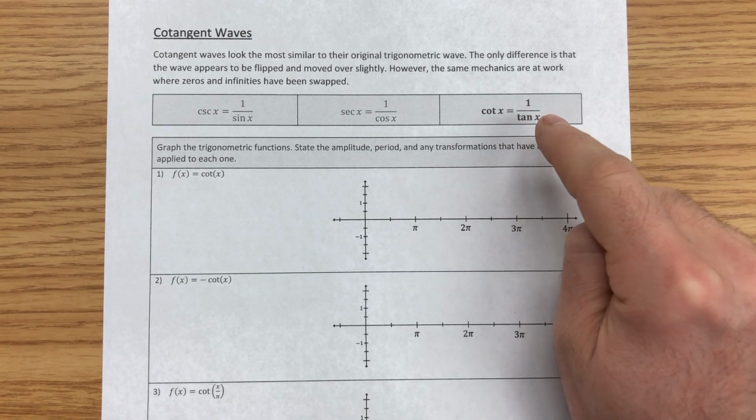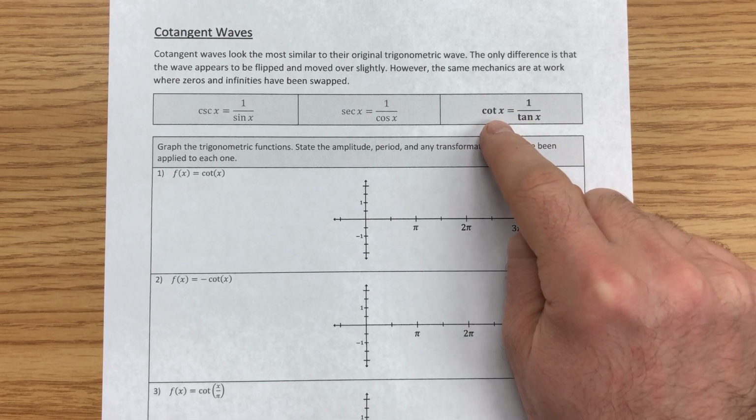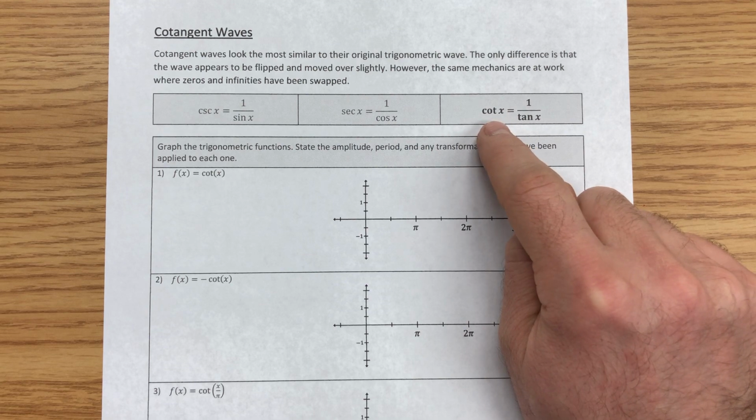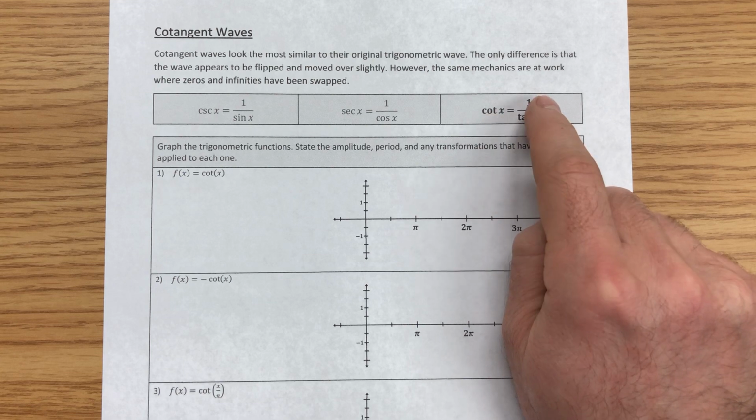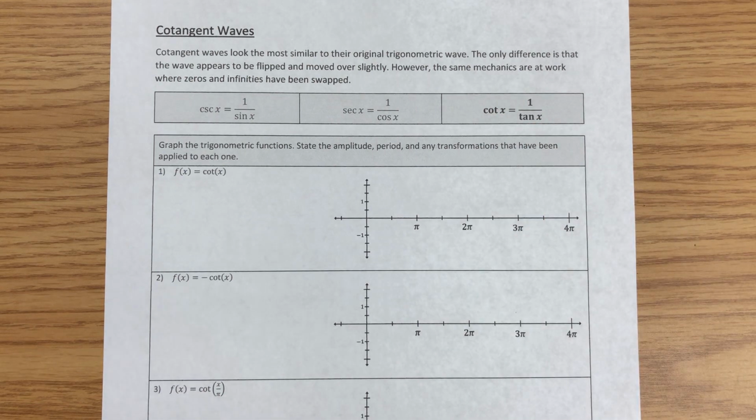Again, if you need to plug in a cotangent into your calculator, most calculators don't have a cotangent button. You're going to have to figure out what the value of tangent is with those values and just go ahead and take 1 divided by that. But let's hop into the cotangent function.